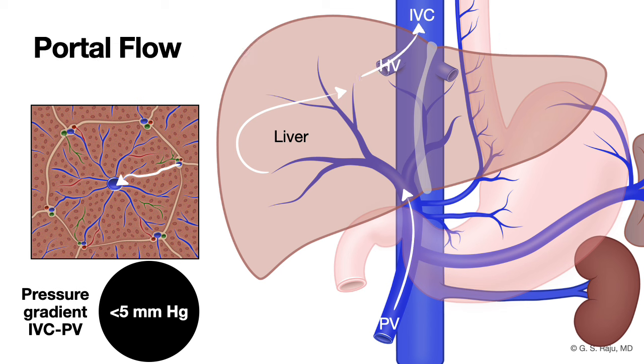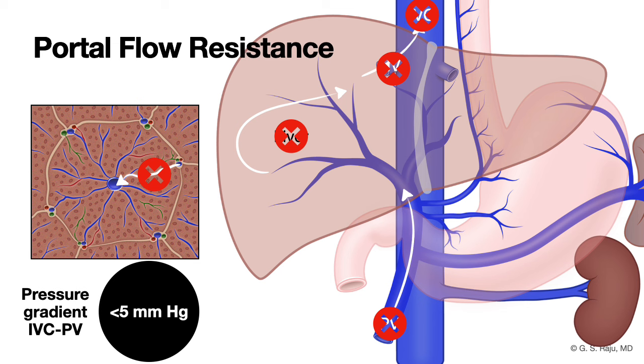So, when you see patients who develop problems in this route, either in the portal vein or in the liver or in the outlet to the liver, hepatic veins and IVC, whenever there's a problem that leads to resistance to the portal flow, and when there is resistance, then what happens? The pressure gradient increases between the portal vein and the IVC. And when the gradient is more than 5 millimeters of mercury, that's when you diagnose that patient as having portal hypertension.